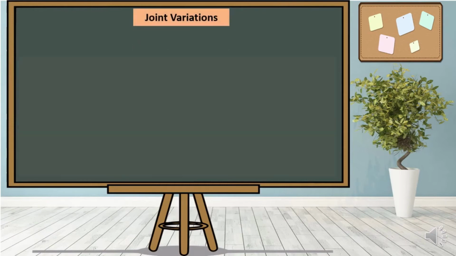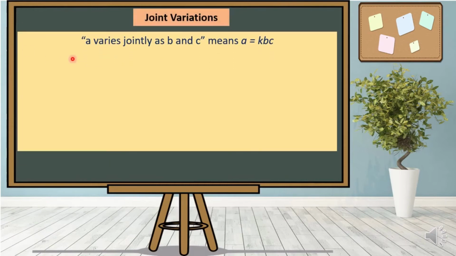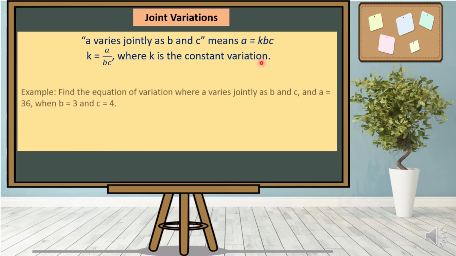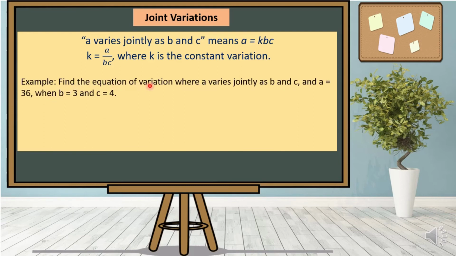We have joint variations. The statement a varies jointly as b and c means a is equal to kbc, which may be translated mathematically as k is equal to a over bc, where k is the constant of variation. For example, find the equation of variation where a varies jointly as b and c, and a is equal to 36 when b is equal to 3 and c is equal to 4.